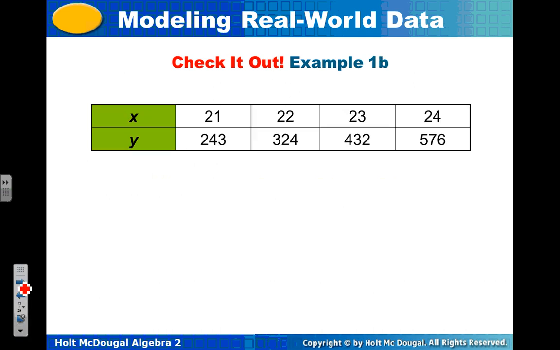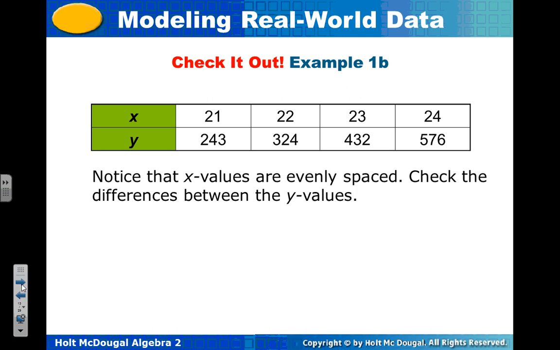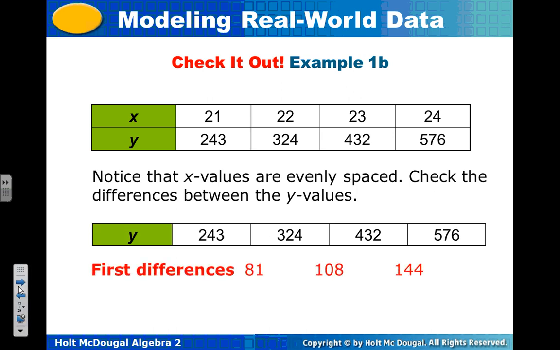All right, example 1b. Look at the x values, 21, 22, 23, 24. The x values are evenly spaced, so there's no square root this time. I'm going to check the y values. I'm going to check their differences first. When I do the first differences, I think I get 81, 108, 144. Then when I do the second differences, I get 27 and 36. So these are not linear, quadratic, cubic, quartic, or quintic.